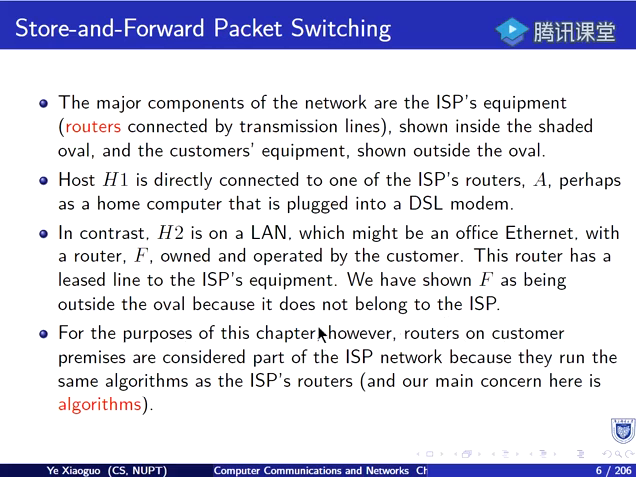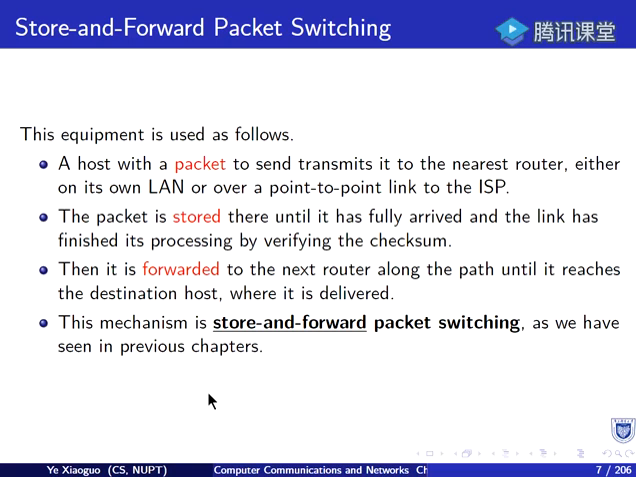So for the purposes of this chapter, however, routers on customers' premises are considered part of the ISP's network because they run the same algorithms as the ISP's routers. And our main concern here is the algorithms. And this equipment is used as follows. A host with a packet to send transmits it to the nearest router.